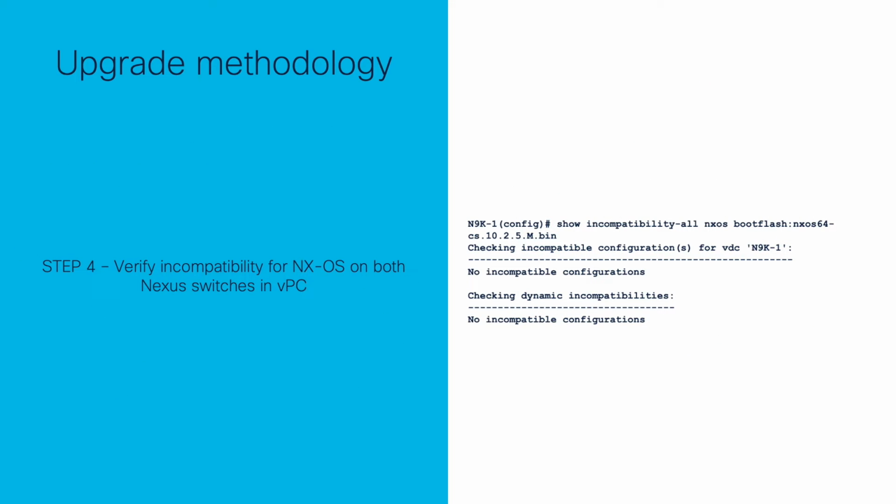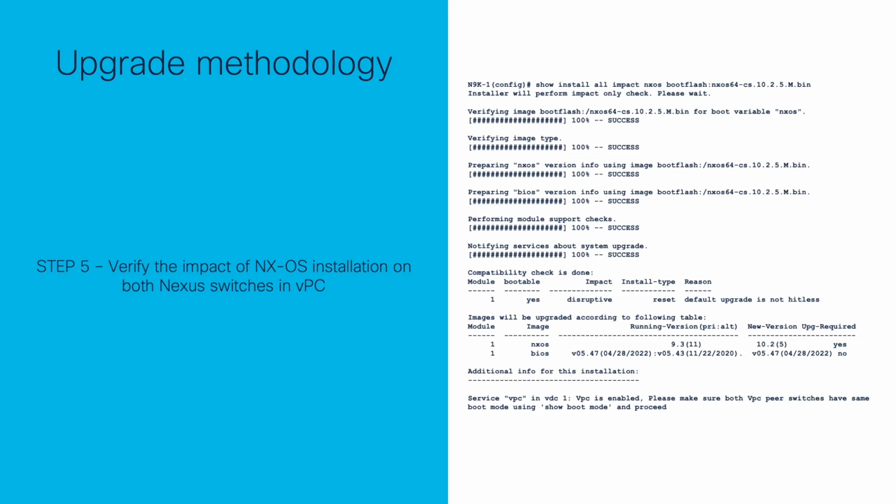Step 4 is to verify incompatibility for NX-OS on both Nexus switches in vPC. Use the command shown on the screen. Sometimes there are settings or features that need to be removed before upgrading or downgrading. Step 5 is to verify the impact of NX-OS installation on both Nexus switches in vPC. Use the command show install all impact nxos bootflash. This won't start the upgrade. This will execute a preliminary diagnosis to validate that the version of NX-OS is compatible and that the installation can be done.